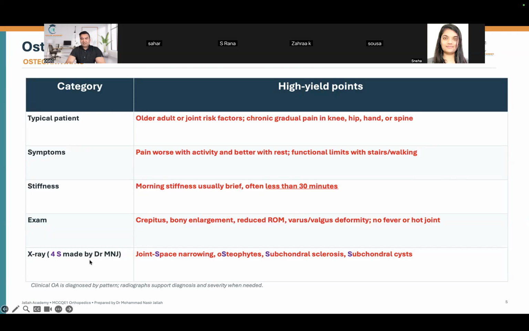For the X-ray, I made a mnemonic to make it very easy for you to remember. Remember the 4S. The 4S are the radiographic findings of osteoarthritis. The first one is space narrowing of the joint. The second one is subchondral sclerosis, subchondral cysts, and the last but not least is osteophytes.